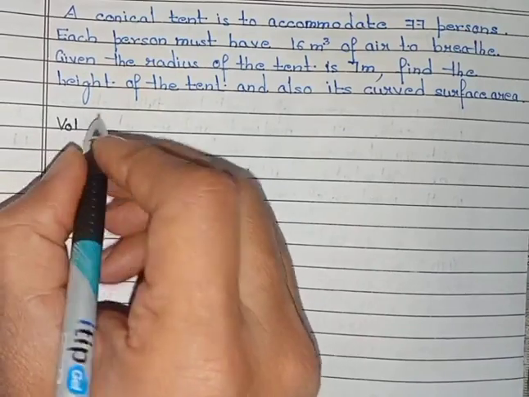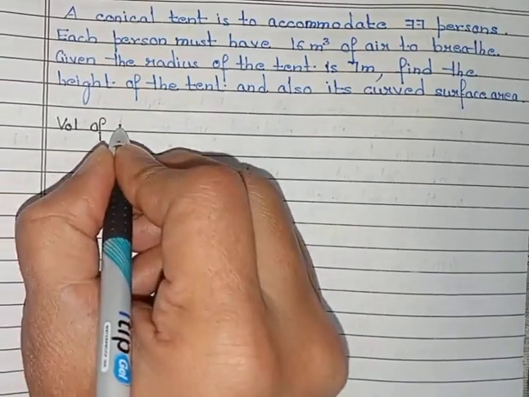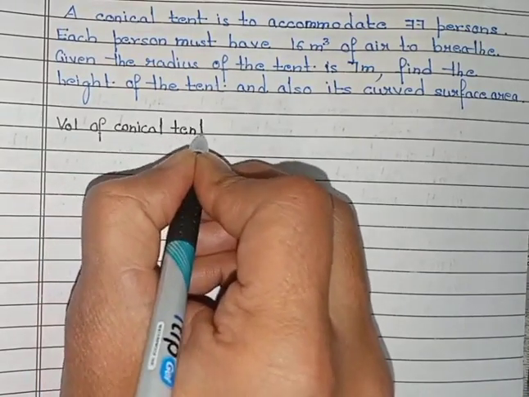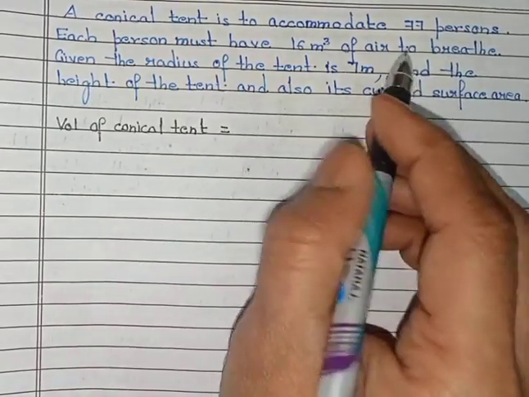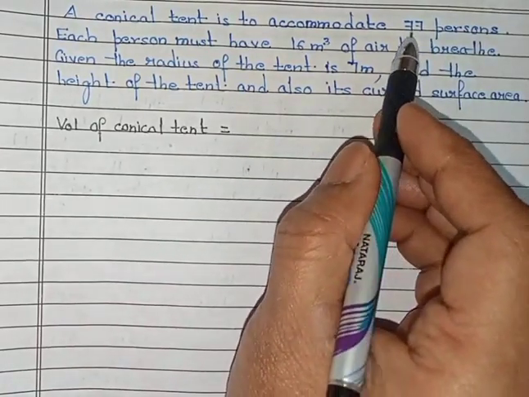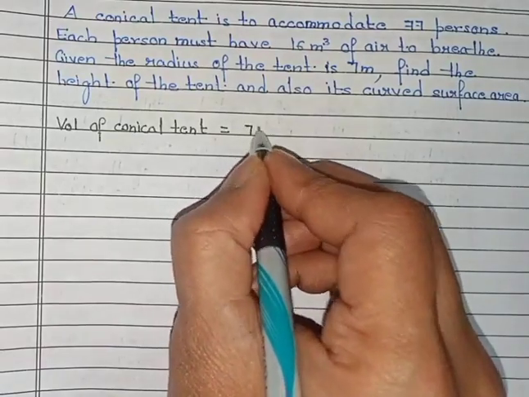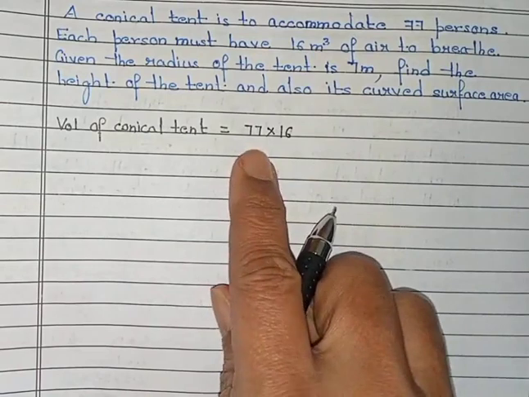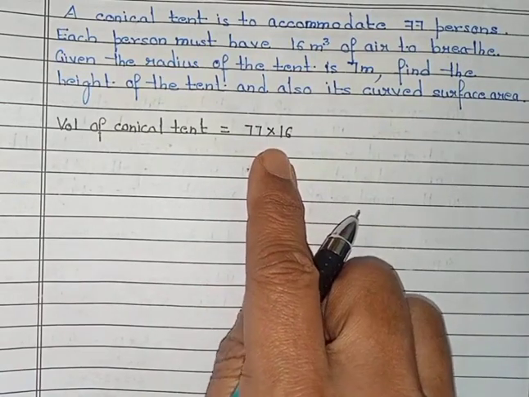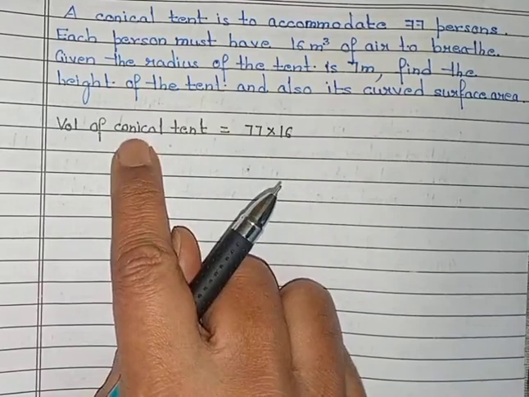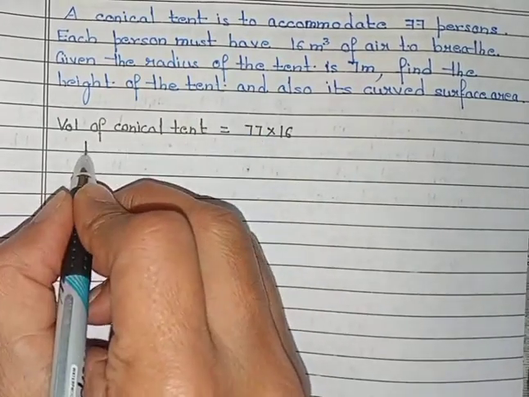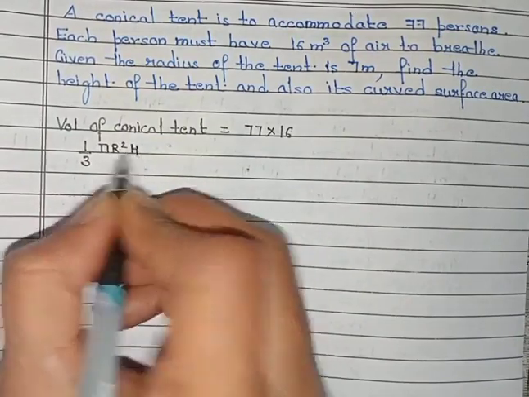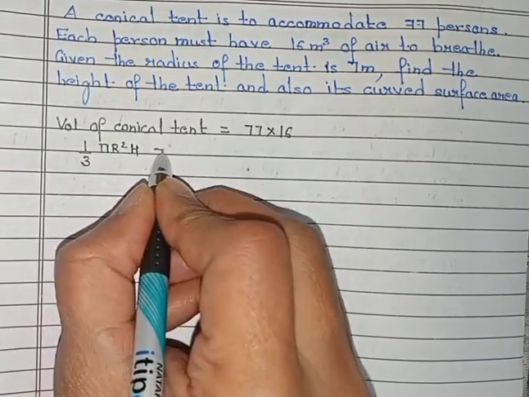So first of all, we will get the volume of the conical tent. How will you get it? There are 77 persons in the tent and each requires 16 cubic meter of air, so 77 into 16 will give you the volume of the tent. As the tent is conical, we can apply the formula for the volume. This is the formula for the volume of a cone.